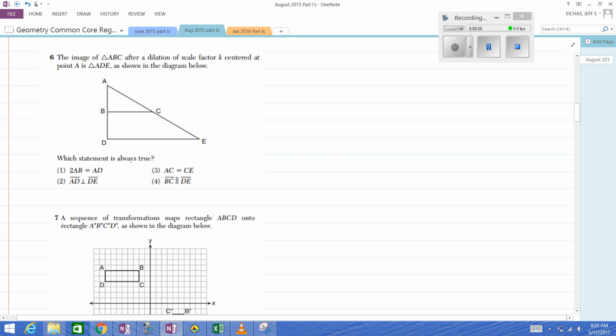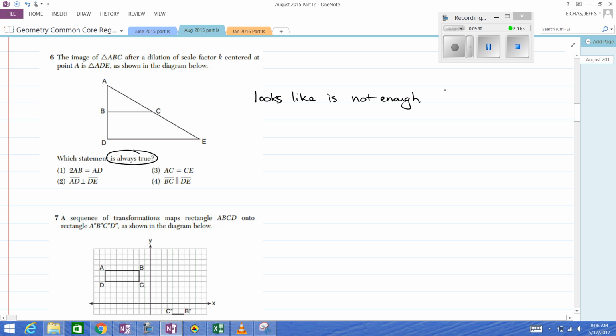All right. Okay, this one was interesting. What it looks like is that the dilation scale factor is 2. So they're saying which statement is always true. Now, we've got to be careful. It looks like something happens is not enough. So yes, it looks like the scale factor is 2, but we can't be sure. It could be 2.1. It could be 1.9. So we have no idea for sure what happened.